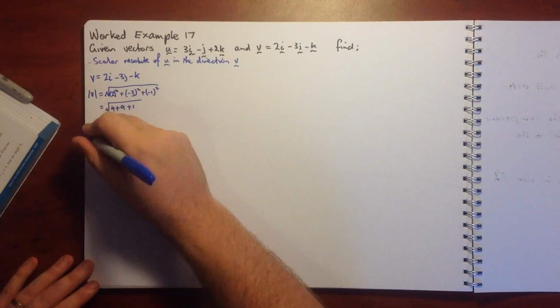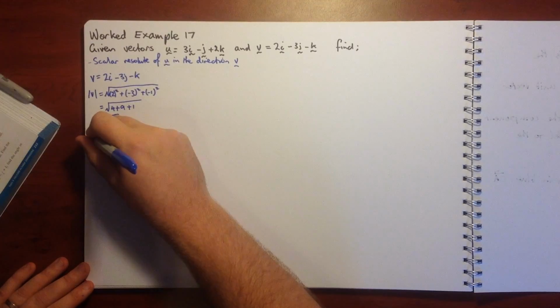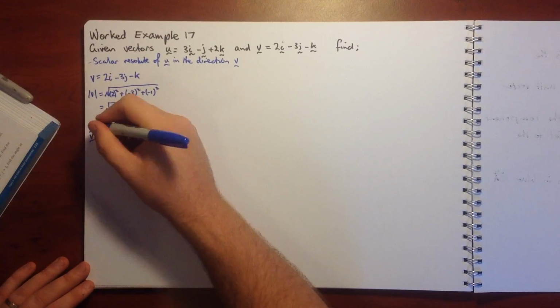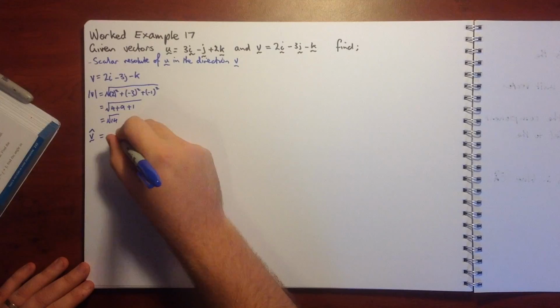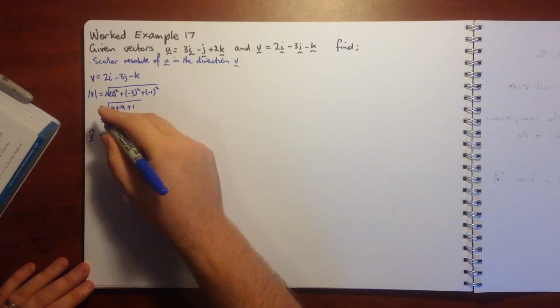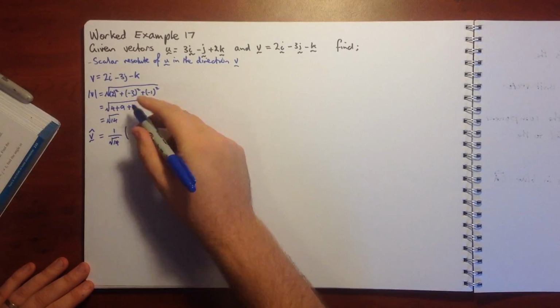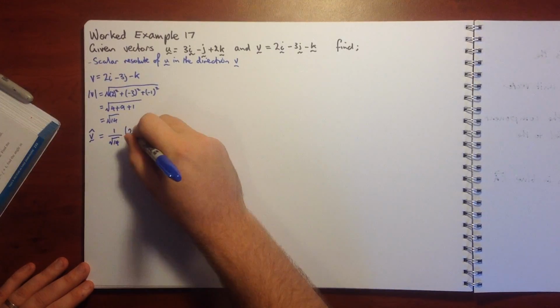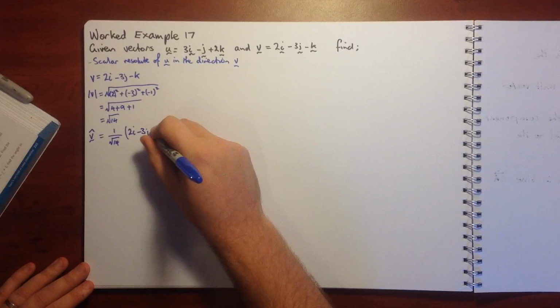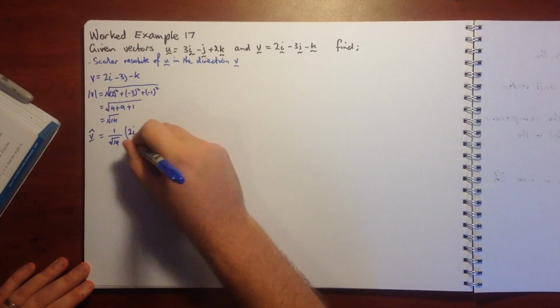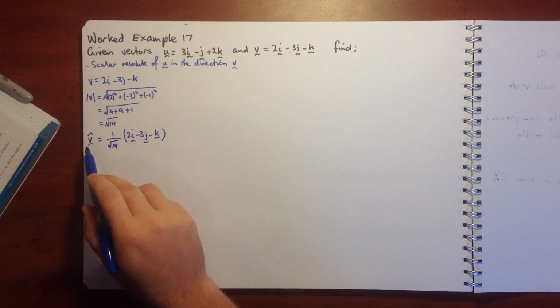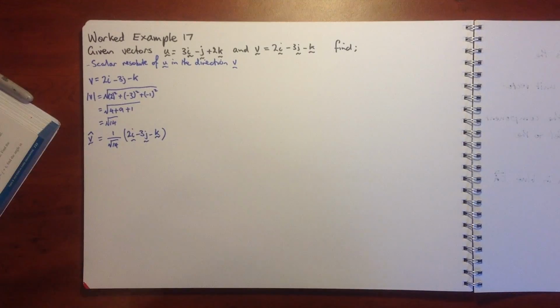Okay, so to get v hat, it's simply 1 over the magnitude of v, which is the square root of 14, times our v, which is our 2i take 3j take k. If you can't remember, you'll have to have a look back at your previous work on unit vectors.